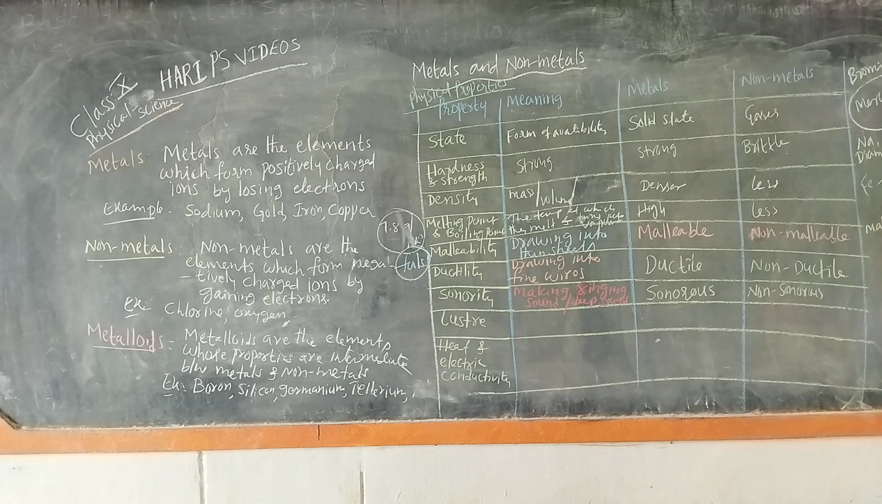The materials or substances that can be drawn into sheets are called malleable substances. Whereas the materials that are able to be drawn into fine wires are called ductile materials. Those materials that are able to produce a ringing sound are called sonorous materials.